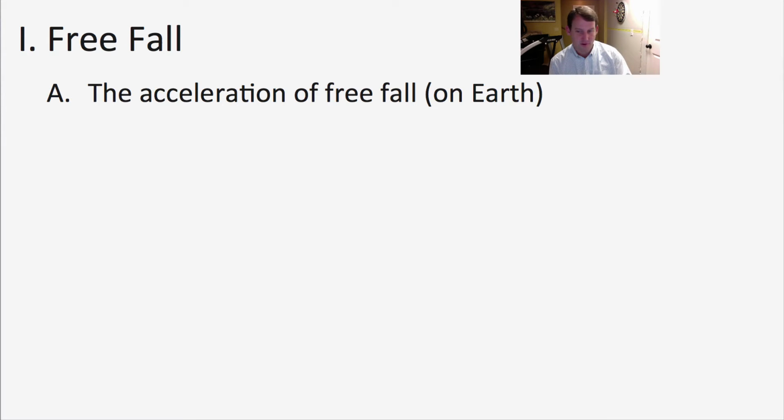And acceleration on Earth due to free fall is negative 9.81 meters per second every second. So something loses or changes its velocity by 9.81 meters per second every second, and it does so in the negative direction. What that means, if we have a number line here, and this is the positive numbers, and these are of course negative numbers, the negative direction is anything toward the negative side.